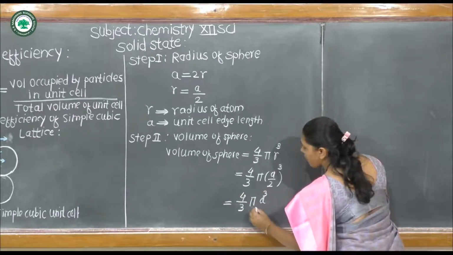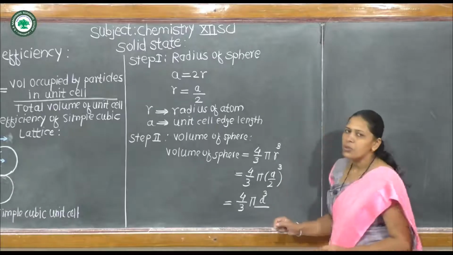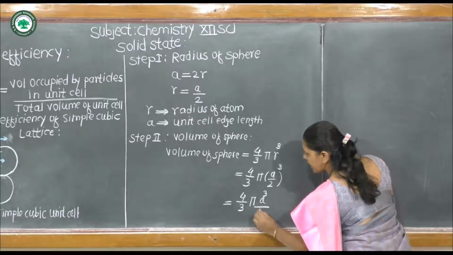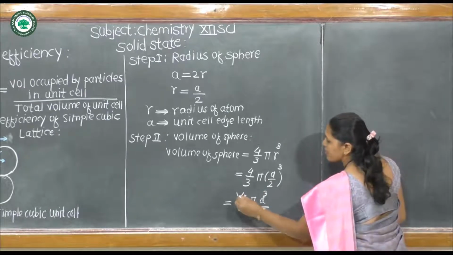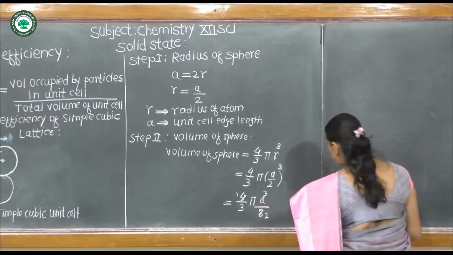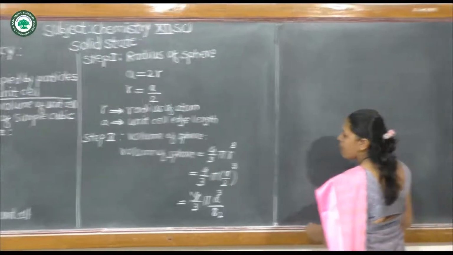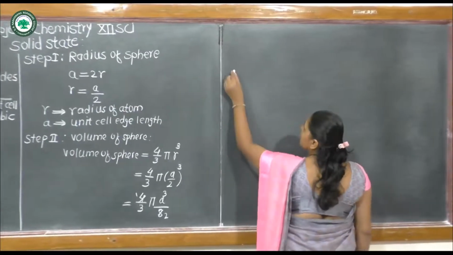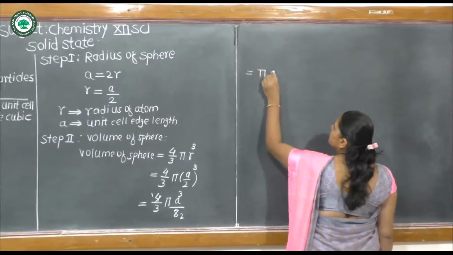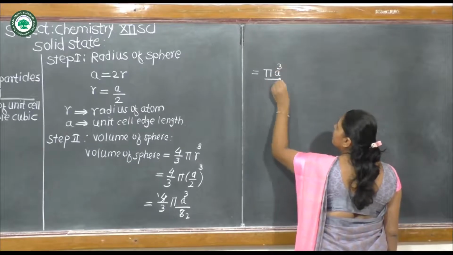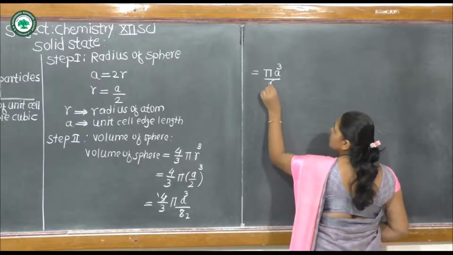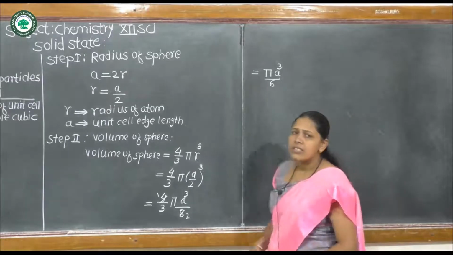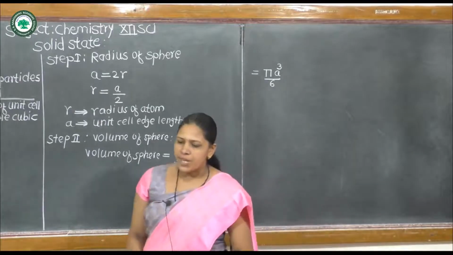It becomes 4/3 pi a cube upon, what is the cube of 2? 8. Then this equation becomes pi a cube divided by 3 into 2, that is 6. This is the volume of the sphere.